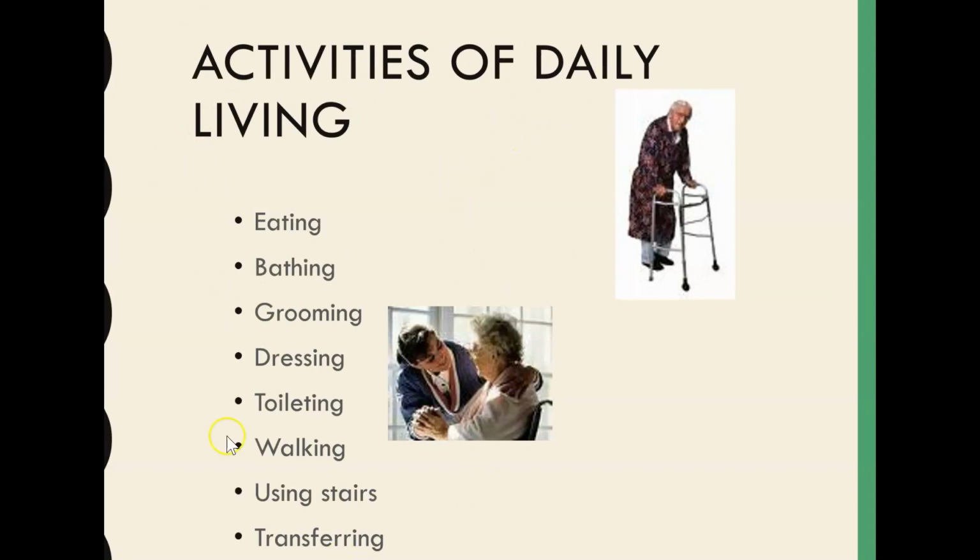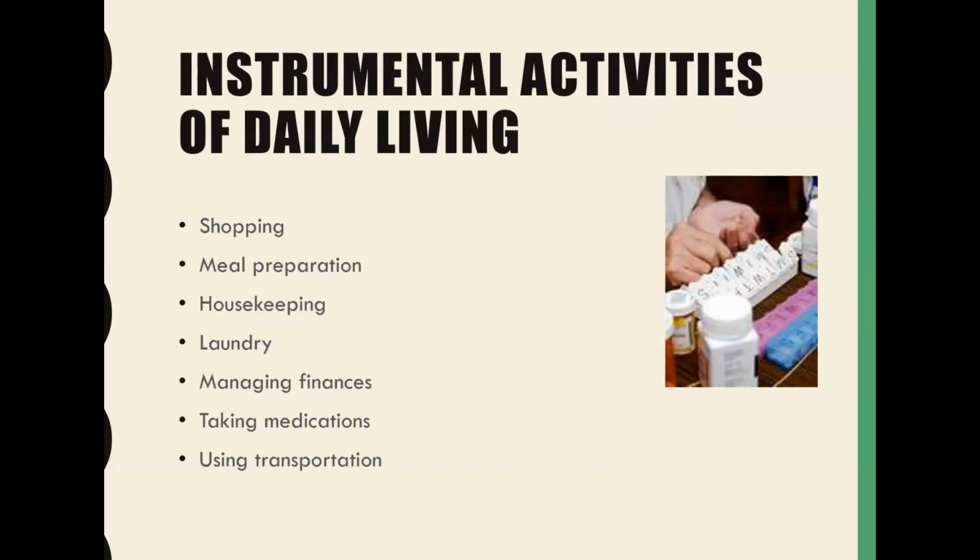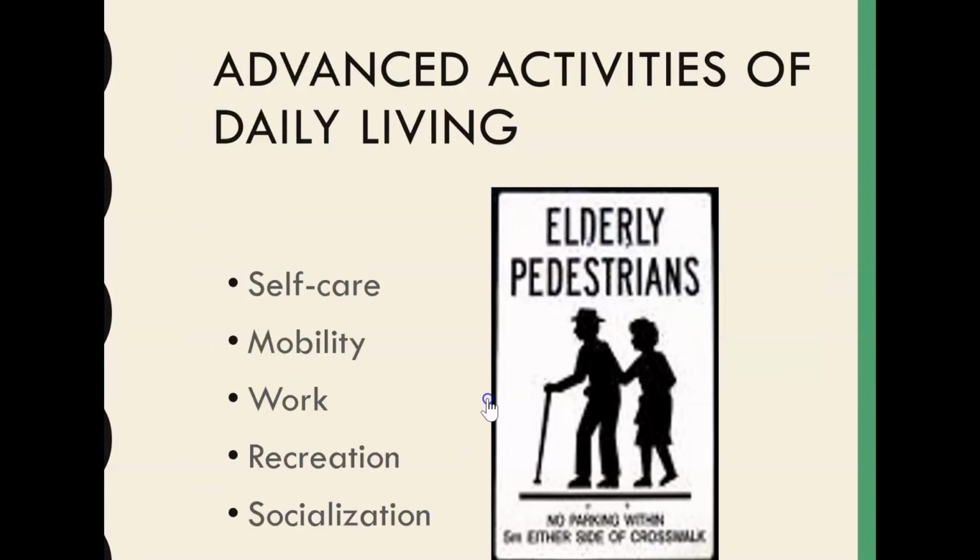So we talked about activities of daily living, and here is eating, bathing, grooming, dressing, toileting, walking, using stairs, and transferring. Instrumental: shopping, meal preparation, housekeeping, laundry, managing finances, taking medicines, using transportation. And then advanced: self-care, mobility, work, recreation, socialization. This is the part, the advanced, where my parents tend to fall down, not in all areas, but some areas.